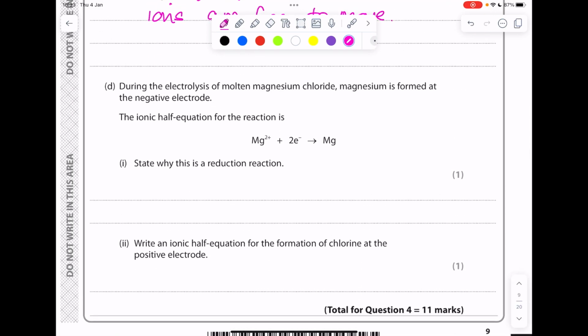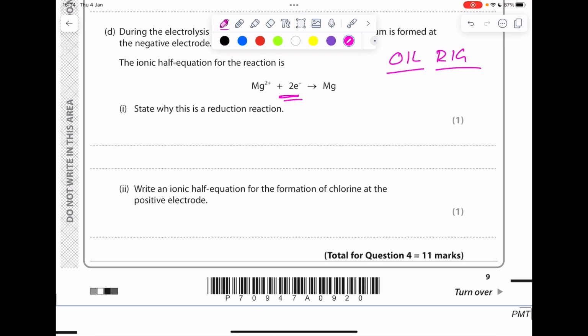During the electrolysis of molten magnesium chloride, magnesium is formed at the negative electrode. State why this is a reduction reaction. Remember OIL RIG. Oxidation is loss of electrons, reduction is gain. We have gained 2 electrons.